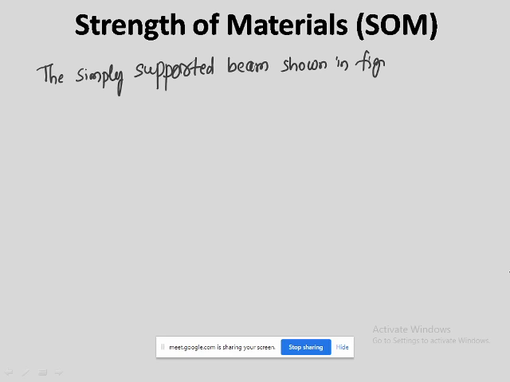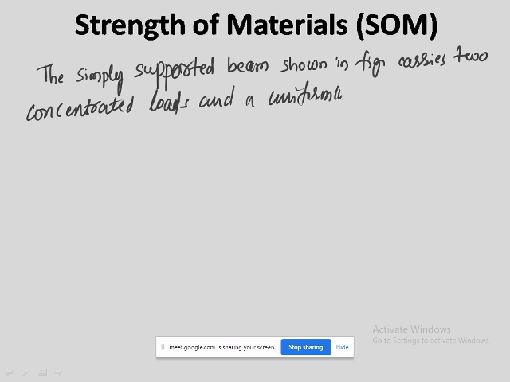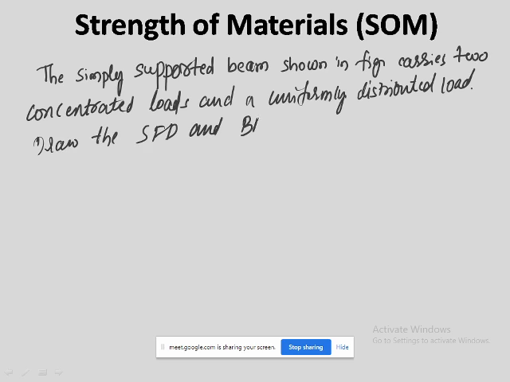Okay. The simply supported beam shown in figure carries two concentrated loads and a uniformly distributed load. Draw the SFD and BMD.